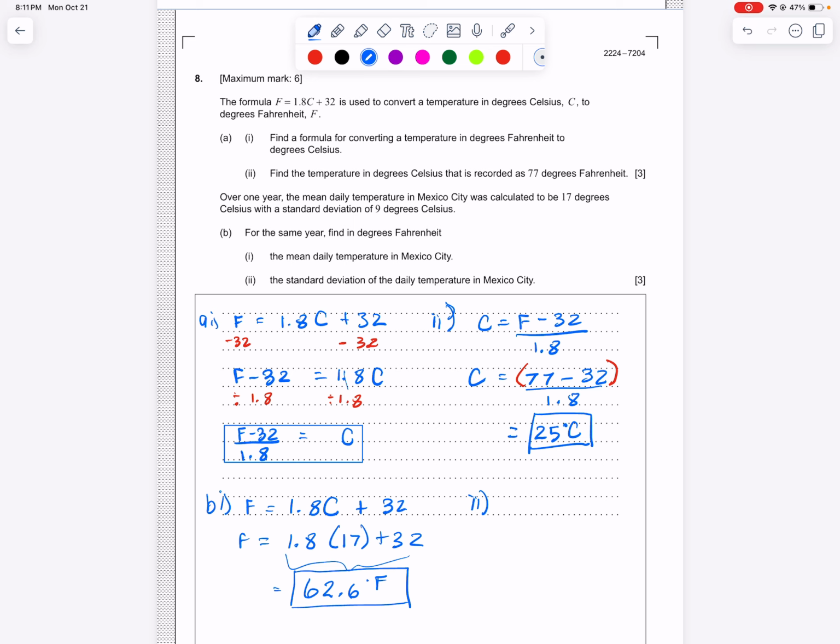Now the last part is asking us to convert that standard deviation, or to tell what that standard deviation is. Now here is where it gets a little bit tricky. So we want to first know, what does standard deviation mean? Standard deviation tells us the spread of the data. So this is not a number that we are converting so much as a number that we're trying to figure out how far that number is spread, or that set of numbers are spread.